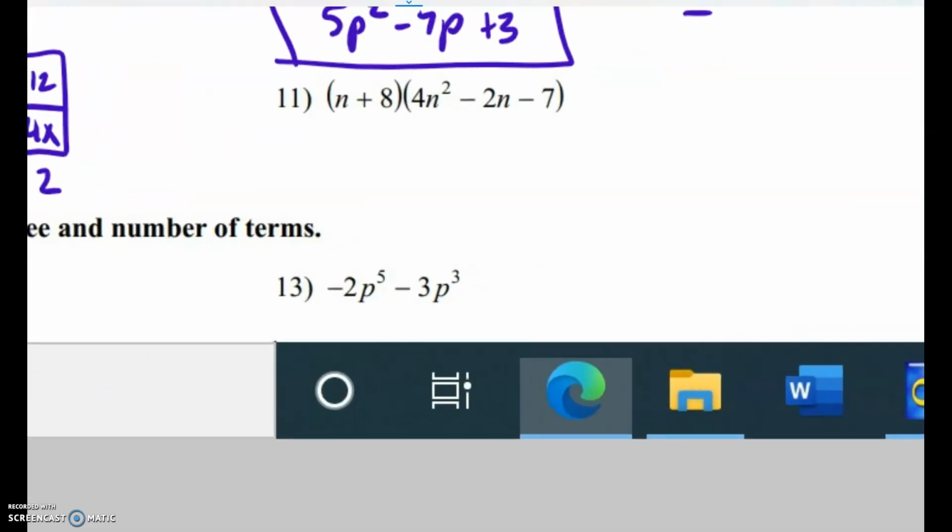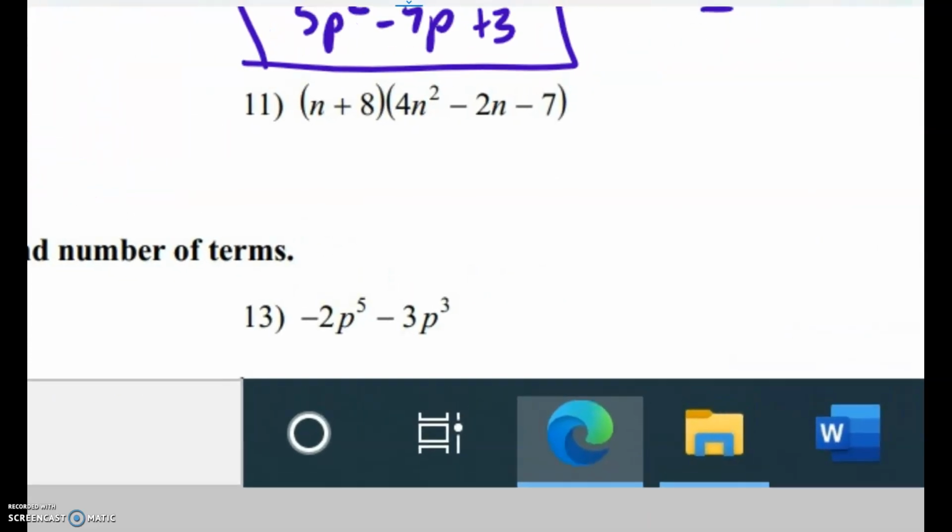Now if you wanted to do that without the generic rectangle, you would just show your distribution with arrows like this. So I need to take the n and multiply it to each of the terms in the other polynomial, in parentheses here. So n times 4n squared is going to make 4n to the third. n times -2n is -2n squared minus 7n. So that's the first term.